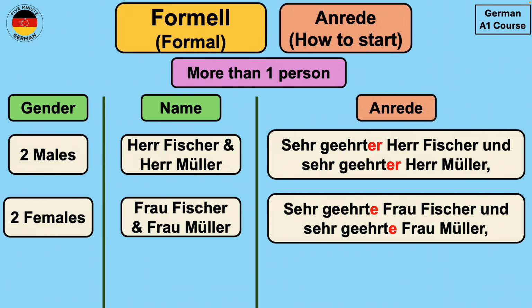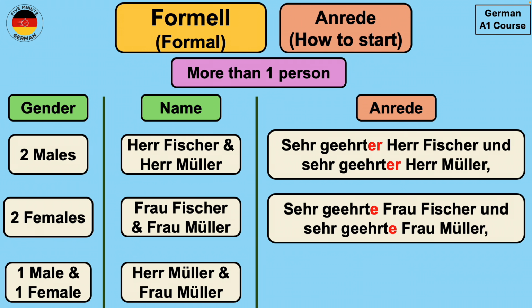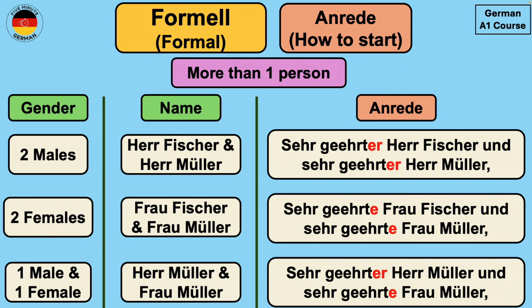So similar to how you wrote it for 2 males. And over here again, remember that the s for the second female will be small. What if you are writing to one male and one female, for example, Herr Müller and Frau Müller? Then in this case you will write Sehr geehrter Herr Müller und sehr geehrte Frau Müller. So you have the ending ER with Herr Müller and the ending E with Frau Müller. And the second S for sehr will be small.